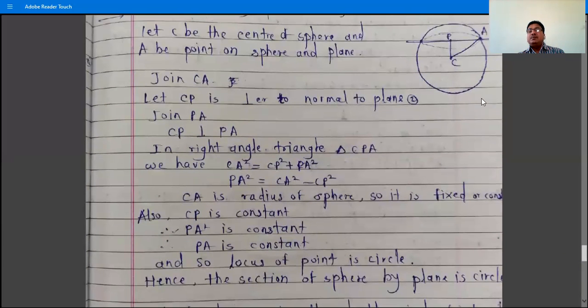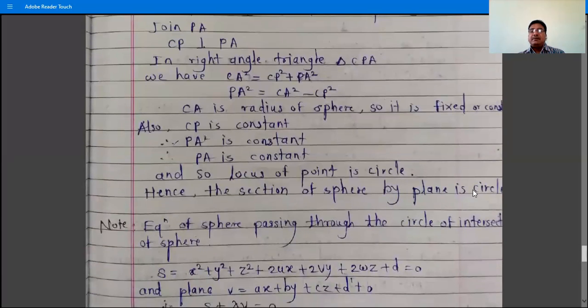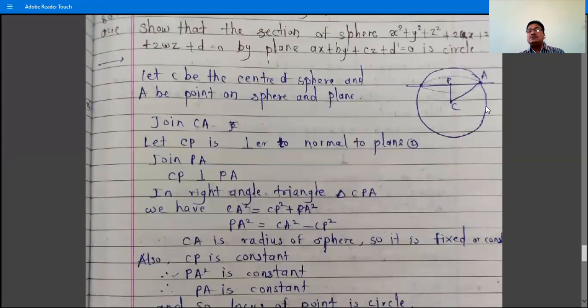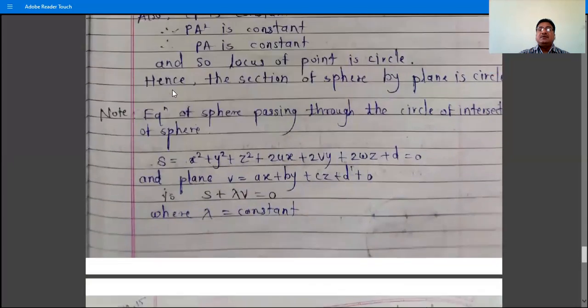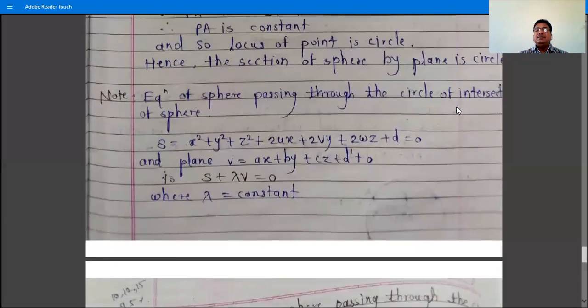So the locus of the point A is a circle, and therefore the section of a sphere by a plane is a circle, because this point A is the point of intersection of the plane and the sphere, and its locus means the section of the sphere by the plane is a circle. Why? If this PA is not constant, then it is not a circle, but if PA is constant or fixed, then if you rotate this point A, we have a circle. The locus of the point A is a circle, and therefore the section of a sphere by a plane is a circle.